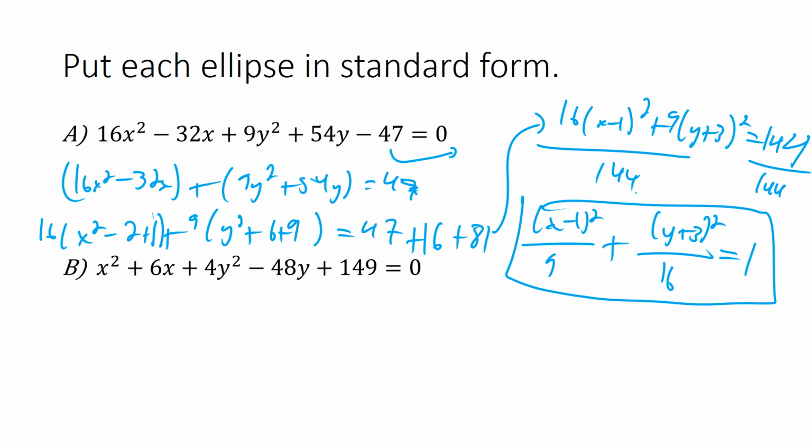And then we could graph it. The center would be at (1, -3). a is 3, b is 4. Not too bad. All right, let's try this last one. Why don't you try it? Pause the video and come back. See what you get.